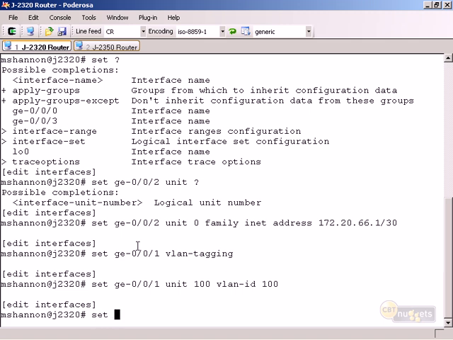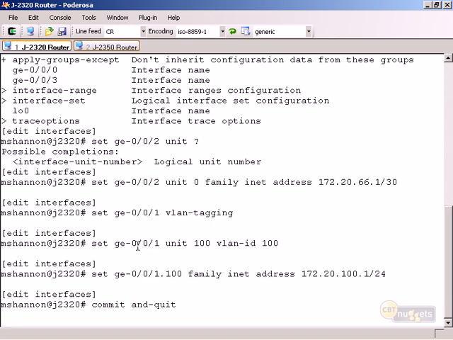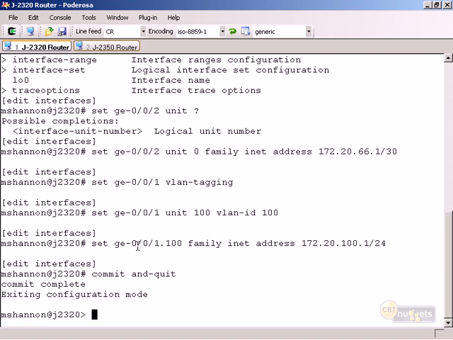So we're going to say set ge-0/0/1 unit 100. We'll be clever and say it's family inet, and the address, going by the topology, is 172.20.100.1, and it's /24, a 24-bit mask this time. Okay, I'm going to go ahead and say I want to commit and quit, and it's going to commit it, and then it's going to go back to operational mode, and now we can say show interfaces terse.